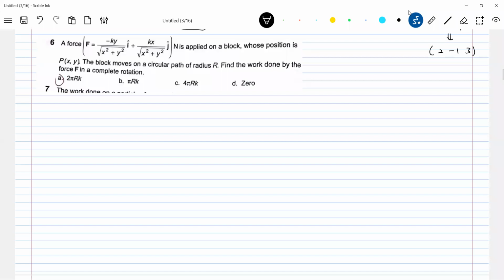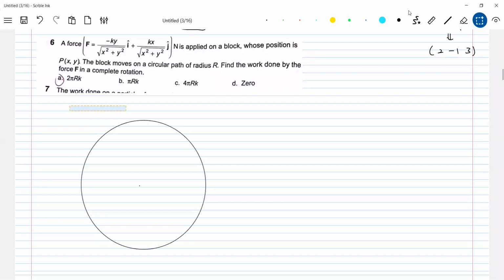Okay, let's do one thing. Circular path. Let's draw the circular path first, then we'll get some idea of what this actually is. The best thing is, it's saying circular path, so we'll draw one circle and see.